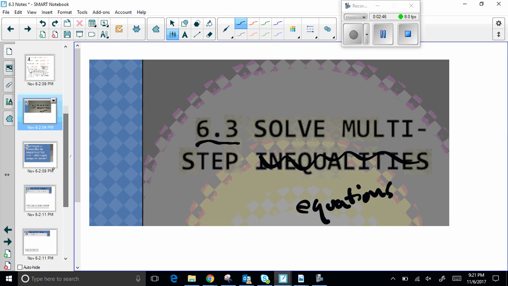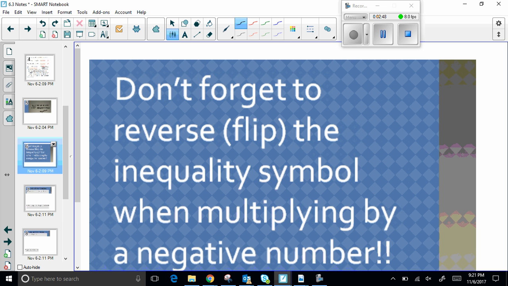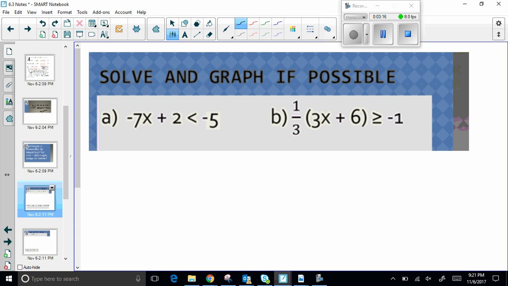Keeping in mind, we don't want you to forget to reverse or flip the sign whenever you multiply or divide by a negative number. I think maybe that could have come up in your homework answers. If you're still having trouble with that, we can go over that tomorrow when I come back. But try to make some sense of it, or work together, please, to make sure you're not missing that part every time. Okay, so here we go.